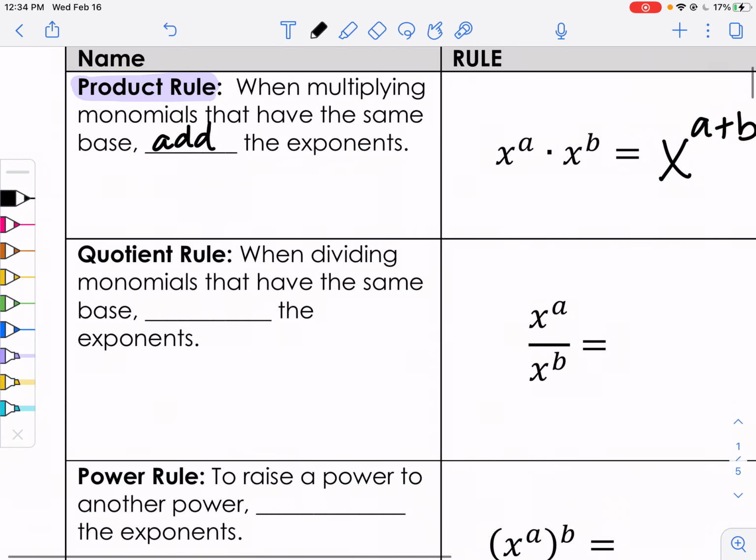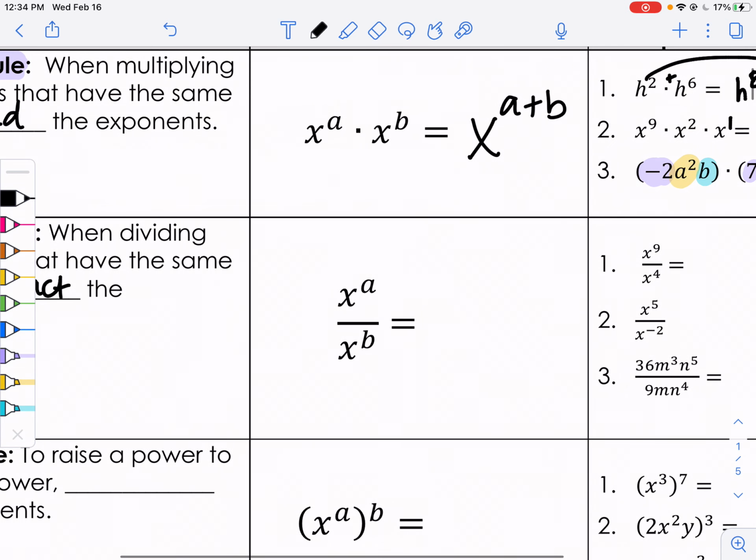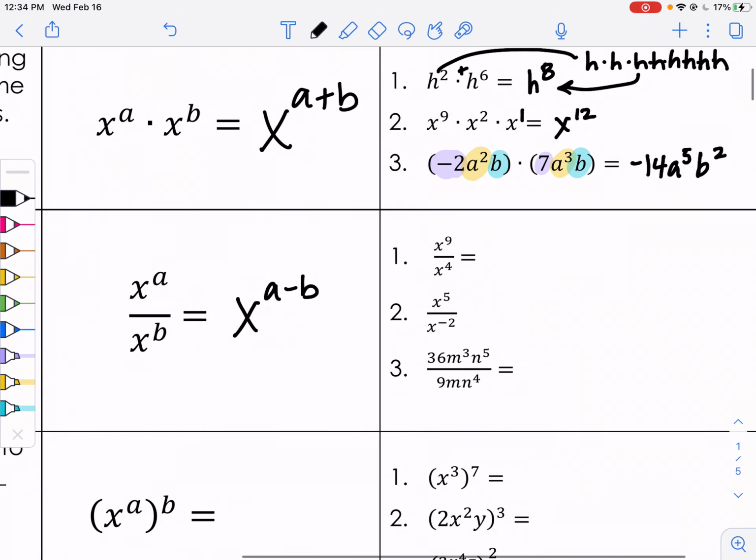The same is true for the quotient rule. When dividing monomials that have the same base, you subtract the exponents. If you have x to the a divided by x to the b, you would have x to the a minus b.